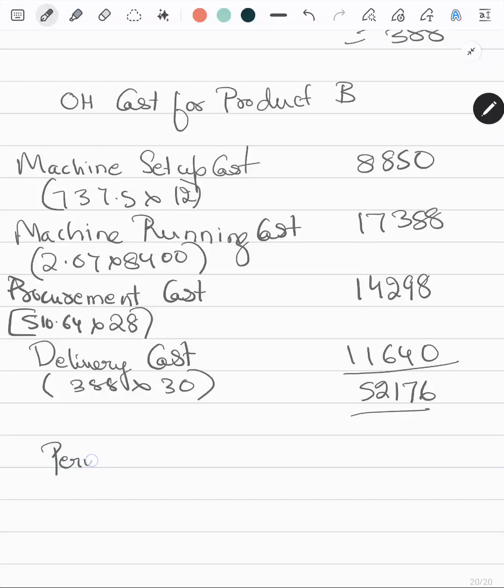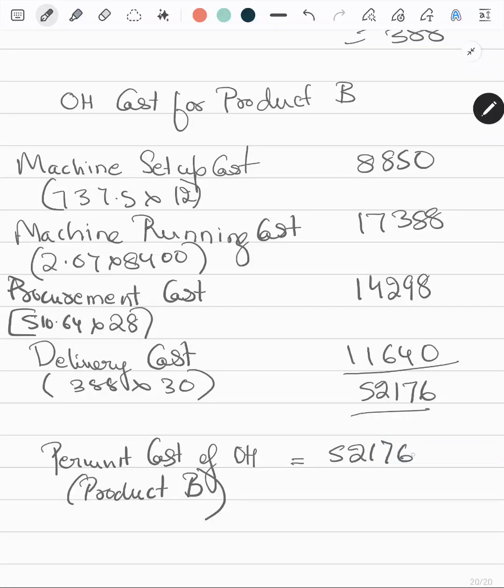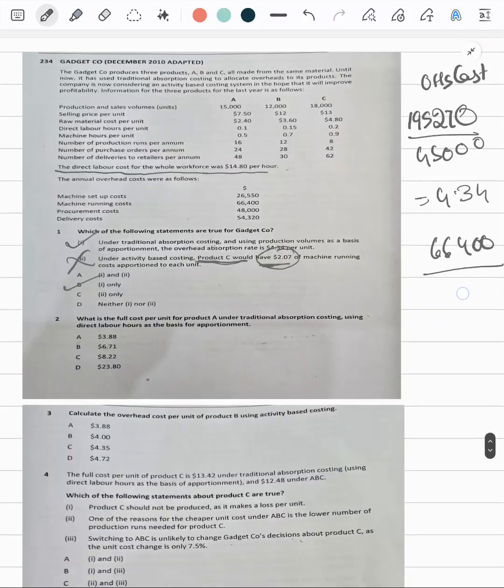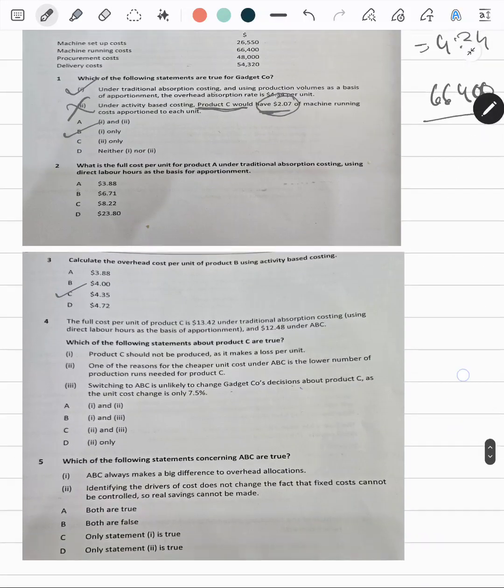And the per unit cost of overhead for product B is, how many units of product B were produced? 12,000, right? This is 4.34 or 35 we can say, because it's 4.348, and so the answer is C over here.